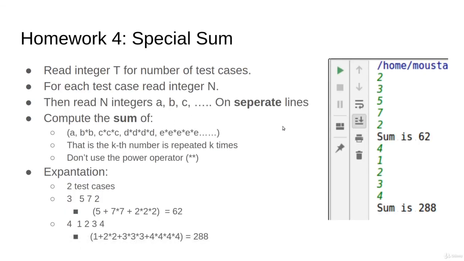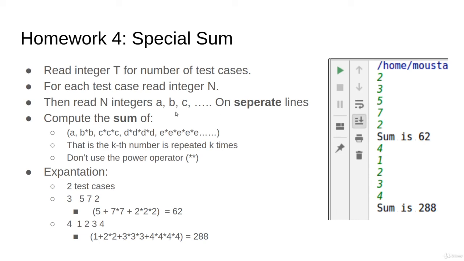Finally, you will print some special sum calculation. You will read an integer nt for the number of test cases. For each test case, you will read an integer n. Then read n integers on separate lines. For example, here we read 2 for 2 test cases, then the number 3, then 3 numbers, then the number 4, then 4 numbers. For each one of them, we will compute the following sum.